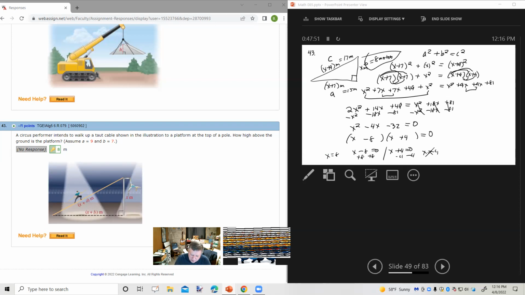Okay. To check your work, the following should be true. 15 squared plus 8 squared should equal 17 squared. Well, 15 squared is 225. 8 squared is 64. And that's going to be 289. Let's see. Is 17 squared 289? 17 squared is bingo, 289. And there you have it.